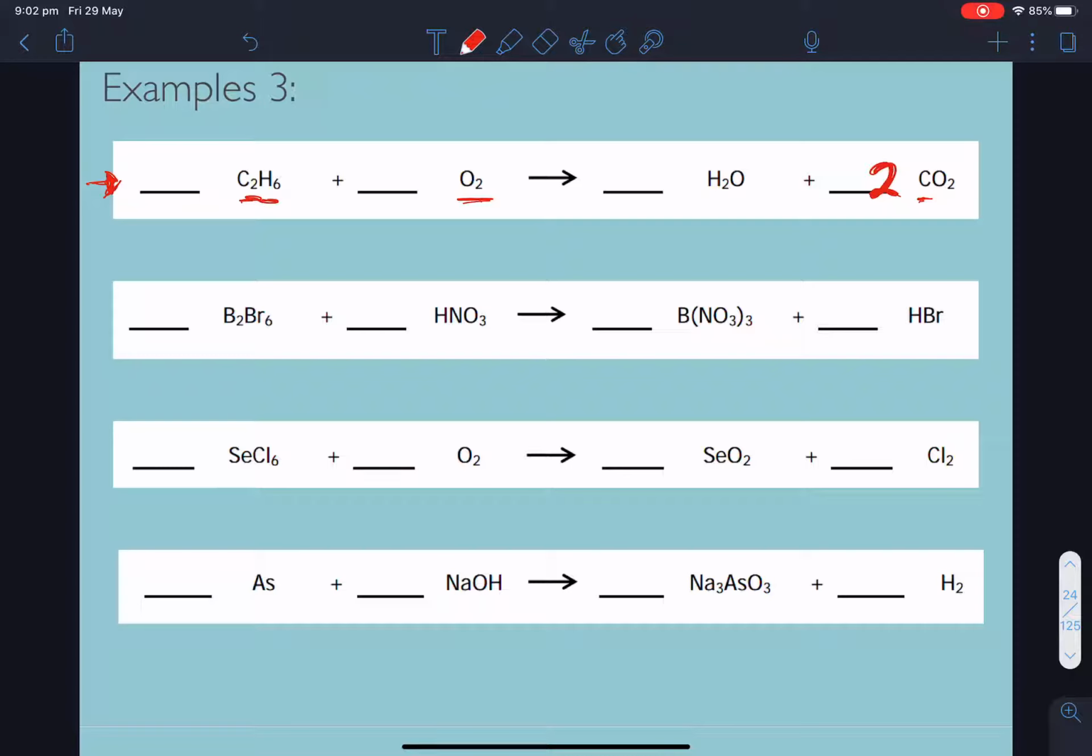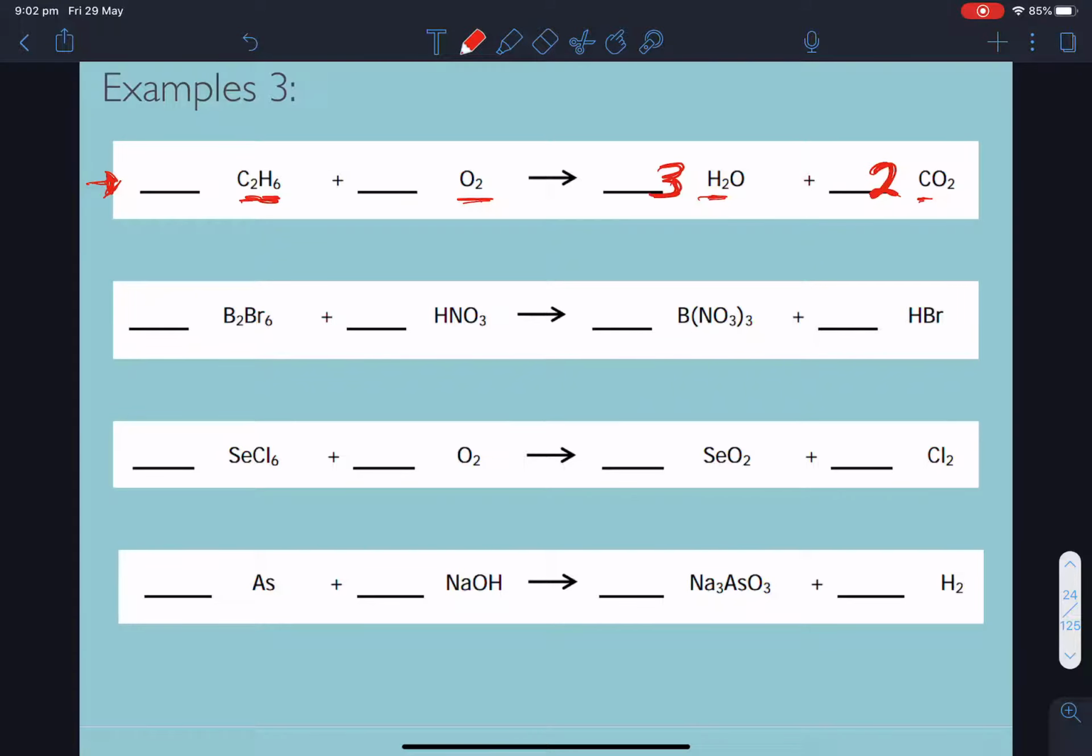I've got 6 on the left-hand side because I've got 1 molecule of C2H6. I have got 2 on the right-hand side because I've got 1 molecule of water. So to get the 6 on the right-hand side, I need 2 more waters. 2, 4, 6. So I need 3 waters all up. So I'm going to put a big 3 in front of the water.